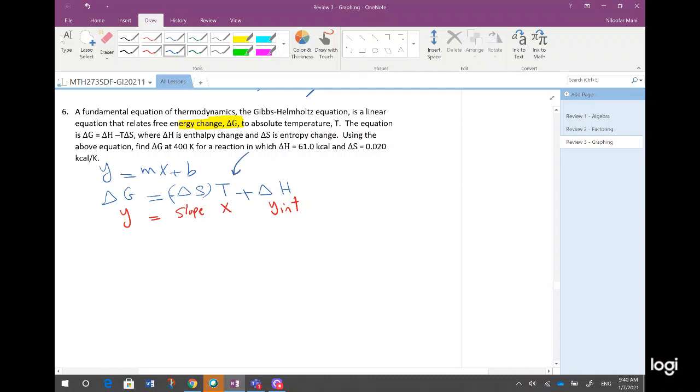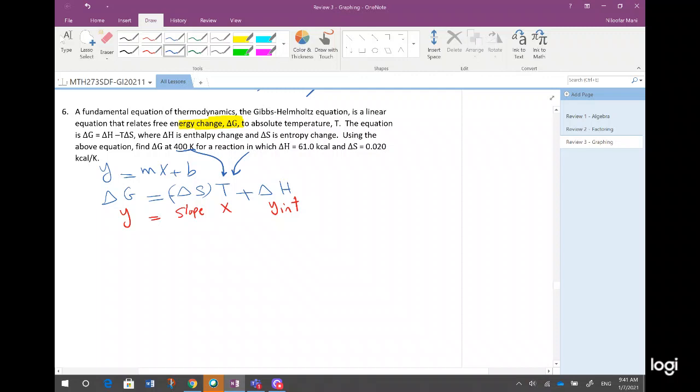Okay, using the above equation, find delta G at 400 Kelvin. So it means I am giving you 400 for this one. So you can find delta G for T equal 400 Kelvin, in which delta H is 61 kilocalorie, and delta S is this value in kilocalorie per K. Okay, so we just have to sub in. So yes, that part is easy. You sub in, you calculate, you have your calculator.